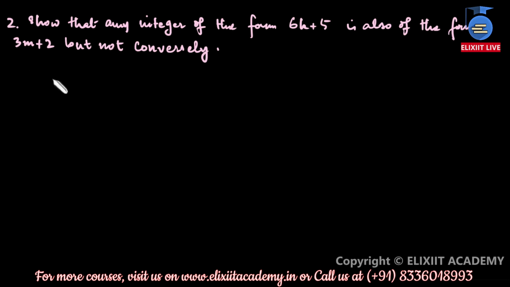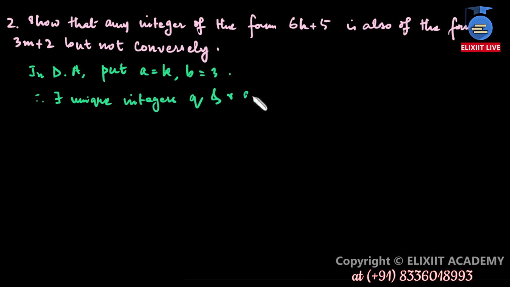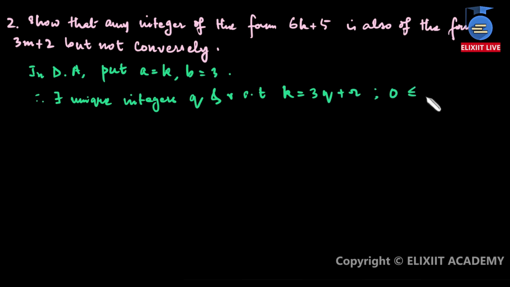Suppose in division algorithm, put A is equal to k and B is equal to 3. So therefore, there exist unique integers Q and R by division algorithm such that k is equal to 3q plus R, where R lies between 0 and 3.